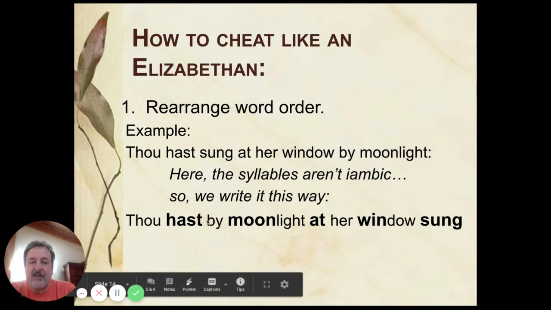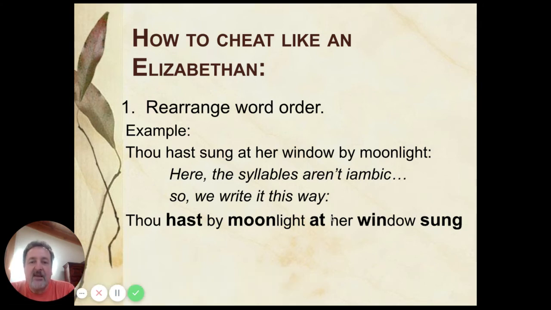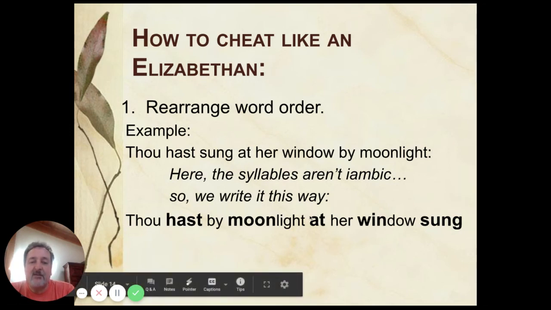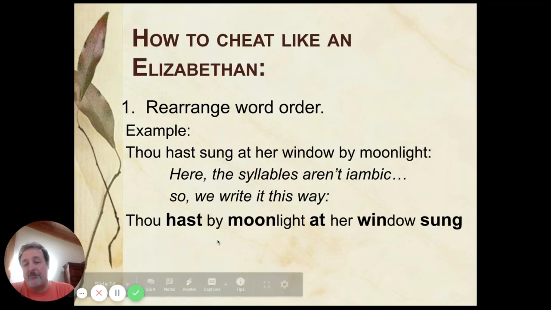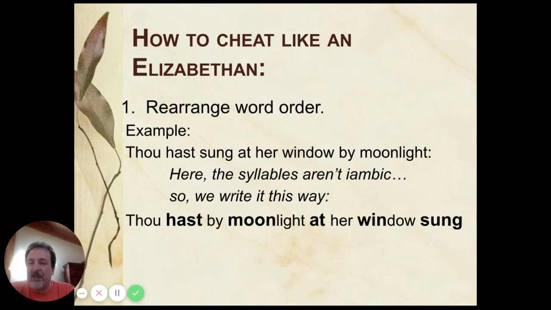And what they've done is moved "by moonlight" and "at her window" in between the helping verb and the main verb. And that gives them the iambic rhythm. All right? It's still pentameter. It's still 10 syllables. But by moving a couple prep phrases around, they've now created the rhythm they want. And so sometimes when you're reading the play and something sounds strange, all you have to do is figure out what they moved. Move the prepositional phrase so that it's after whatever it modifies. And we'll do some work with that, so don't worry too much about that right now. I just want you to see that that's what they're doing.